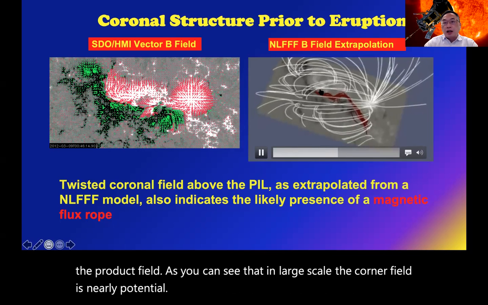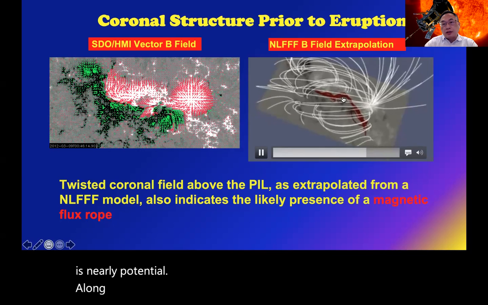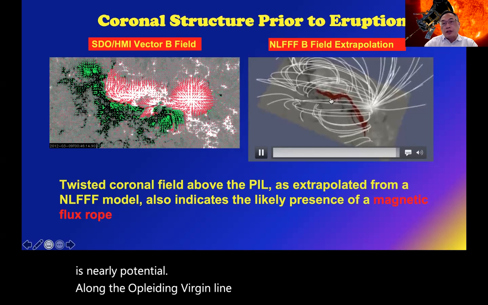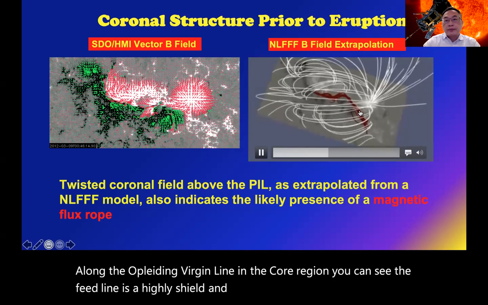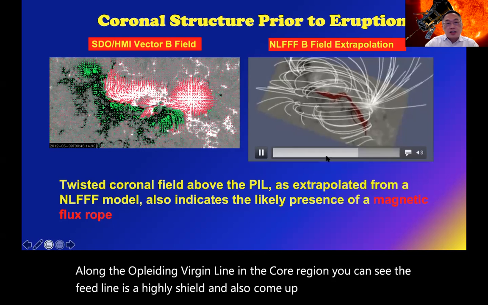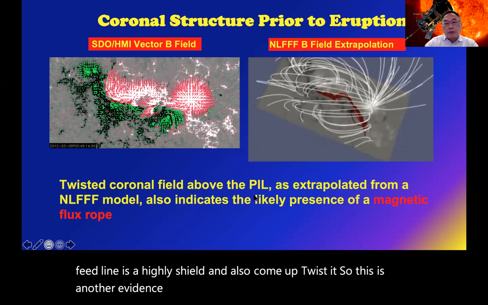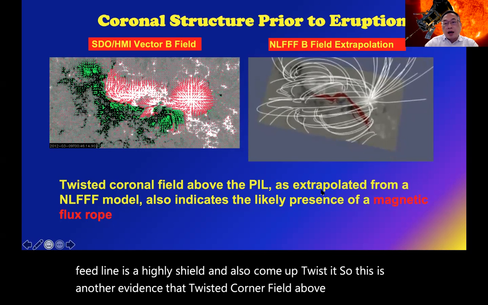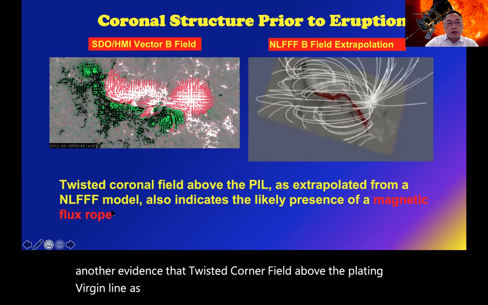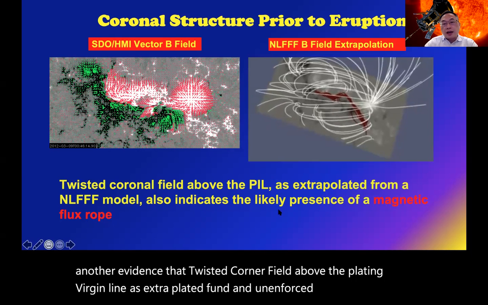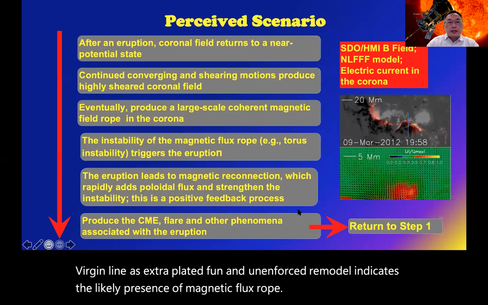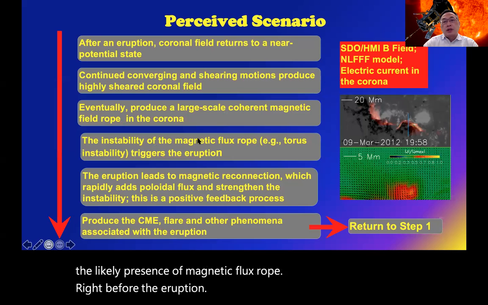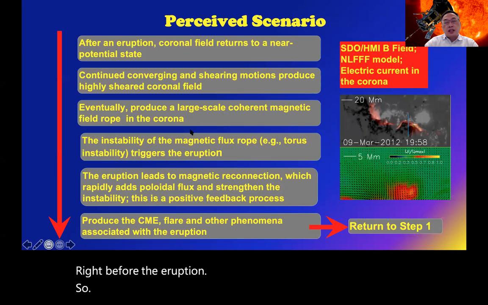However, along the polarity inversion line, in the core region, you can see the field line is highly sheared and also kind of twisted. So this is another piece of evidence: twisted coronal field above the polarity inversion line, as extrapolated from a nonlinear force-free model, indicates the likely presence of a magnetic flux rope right before the eruption. So here is the scenario.